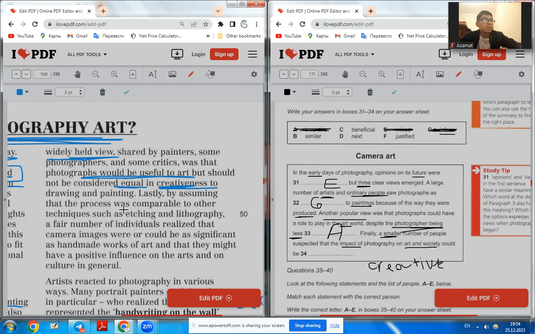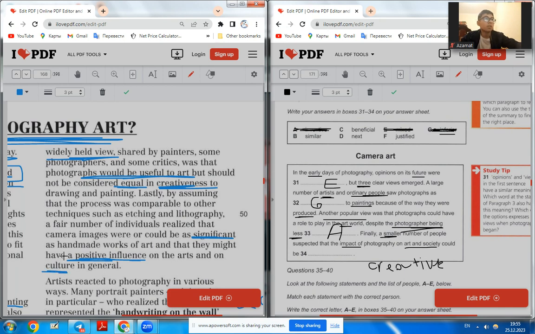Okay, so let's continue reading. Lastly, by assuming that the process was comparable to other techniques such as etching and lithography, a fair number of individuals realized that camera images were or could be as significant as handmade works of art, and that they might have a positive influence on the arts and on culture in general.